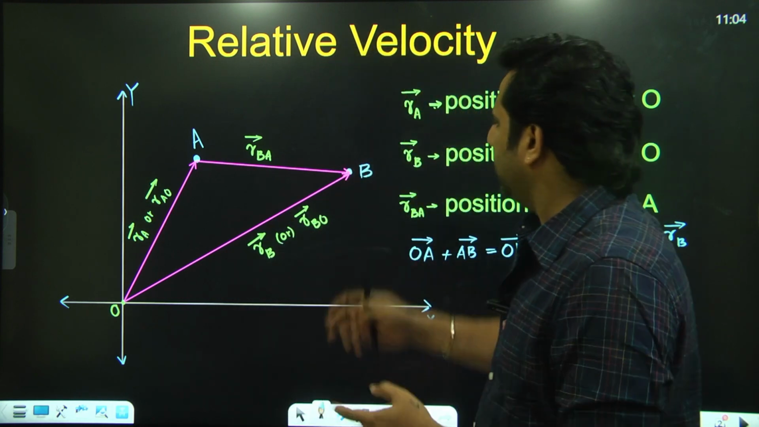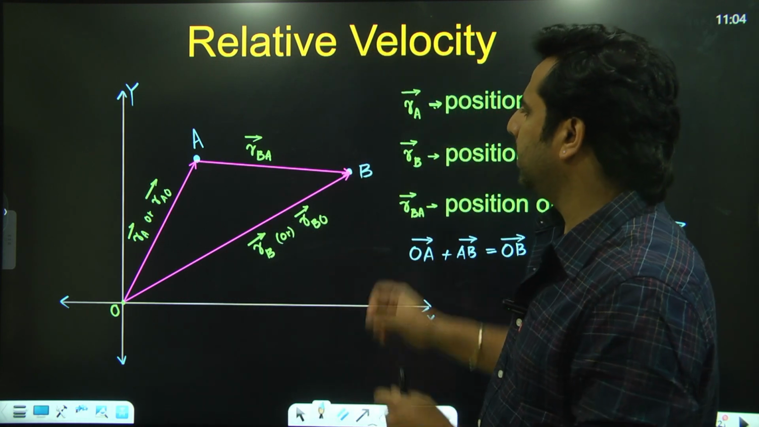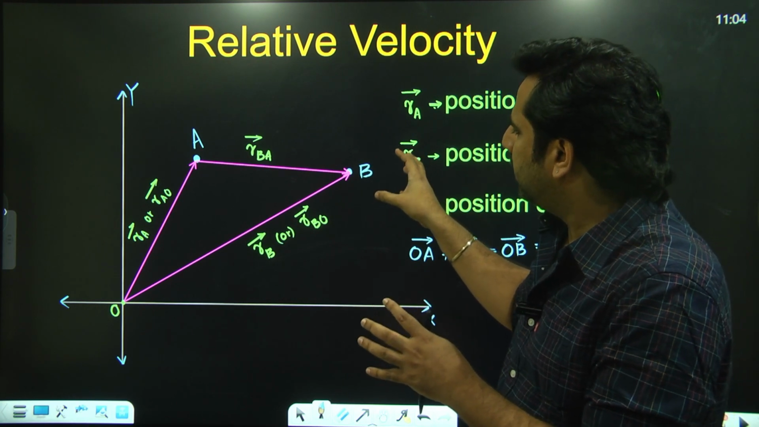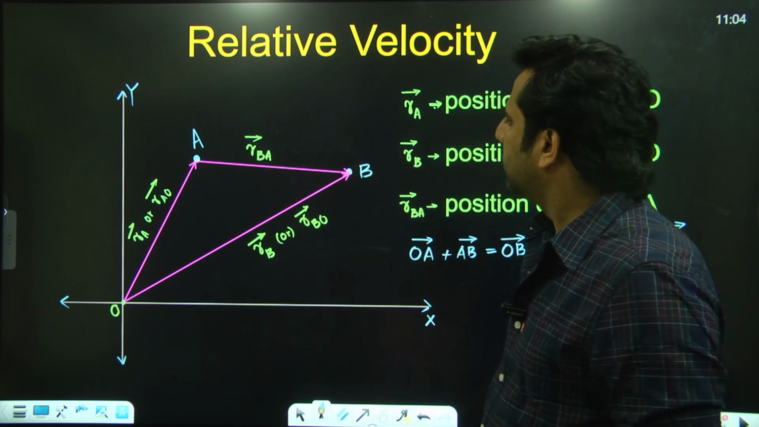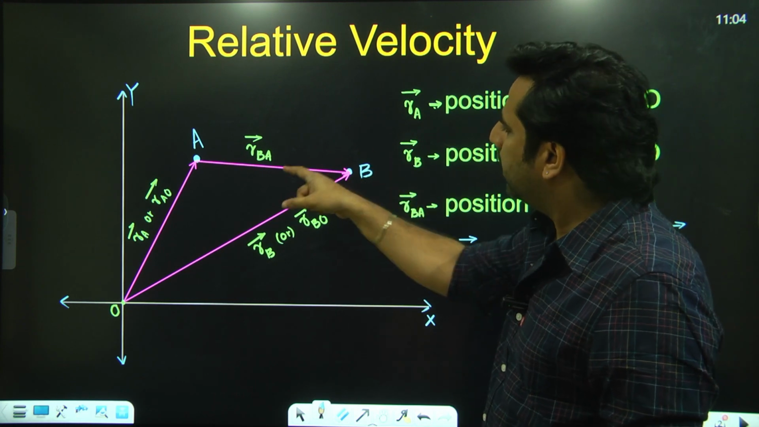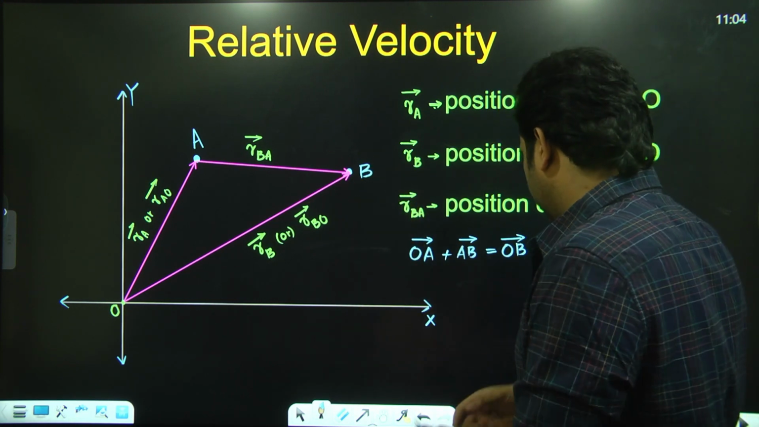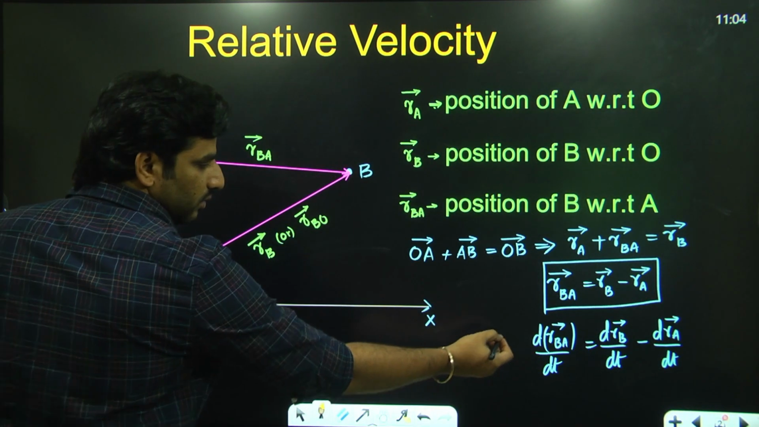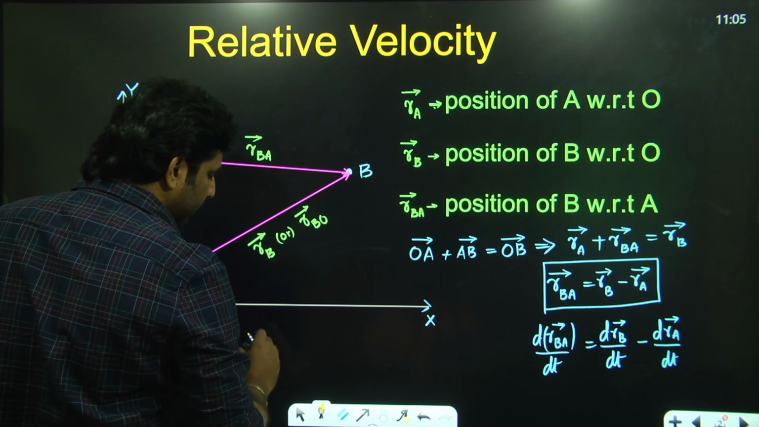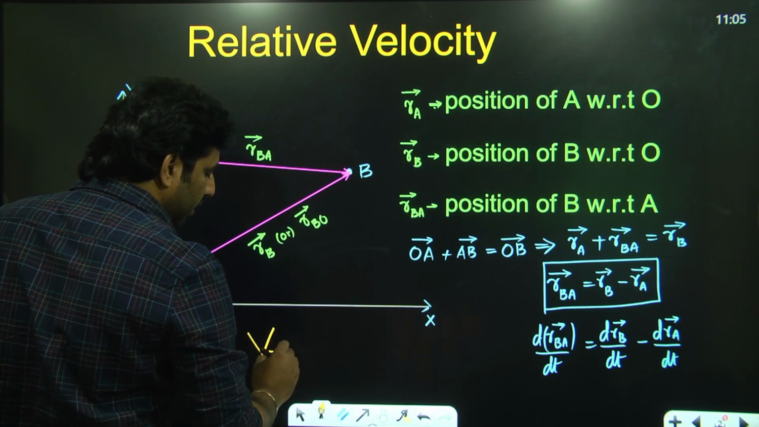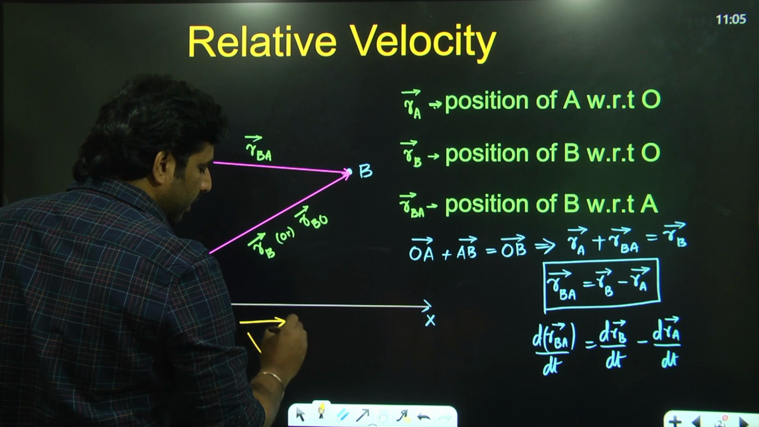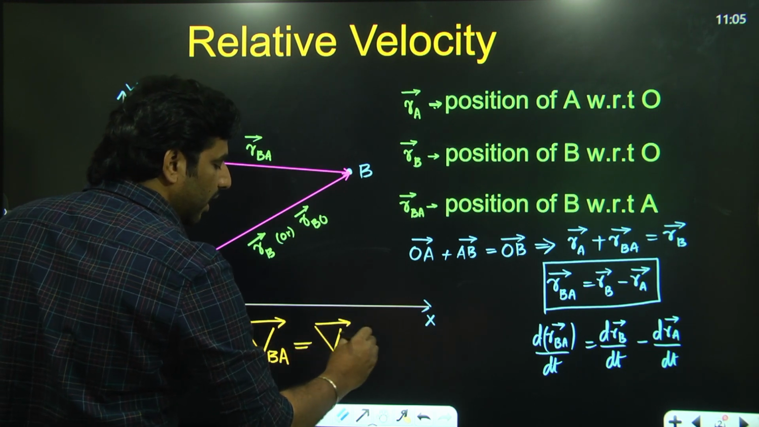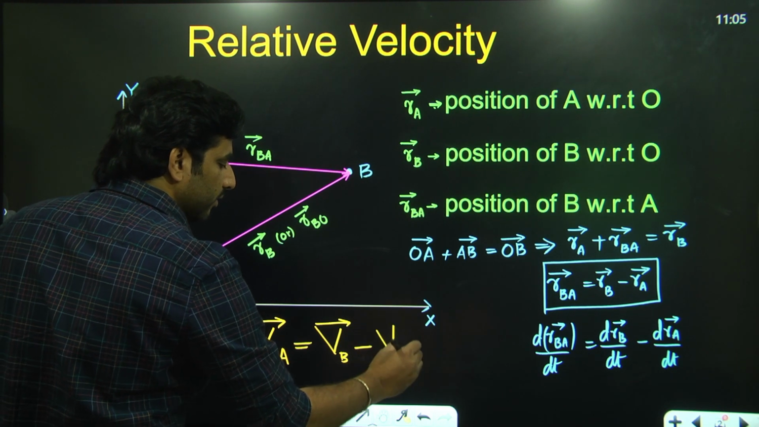It means B is moving and A is moving and A is observing B. As A observes B, it is velocity of B with respect to A that tells us how A is observing B. So let us get that equation. So dRBA bar by dt, which is velocity of B as seen by A, is equal to dRB by dt, that is VB bar minus VA bar.